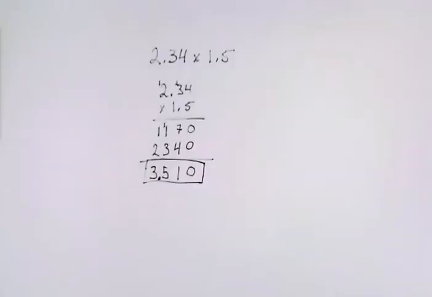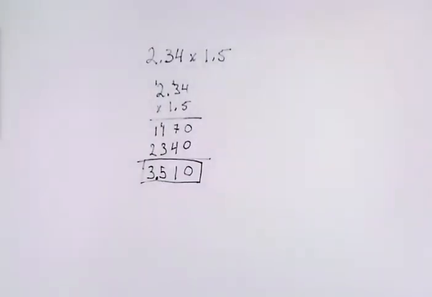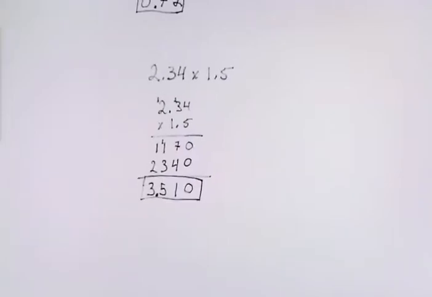So the key thing when multiplying with decimals is to make sure we have the right numbers behind the decimal. We're going to add the total numbers behind the decimal to know how many numbers are behind the decimal in our answer. Let's try one more quick question.